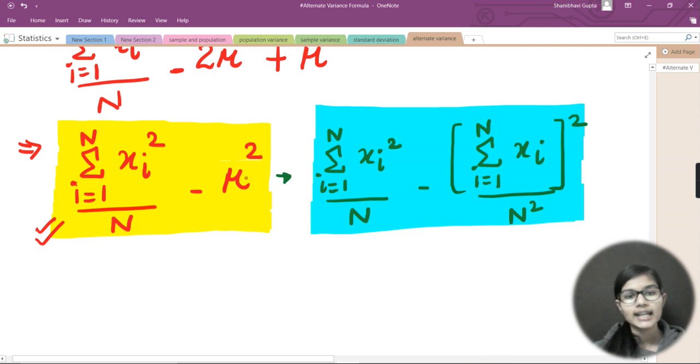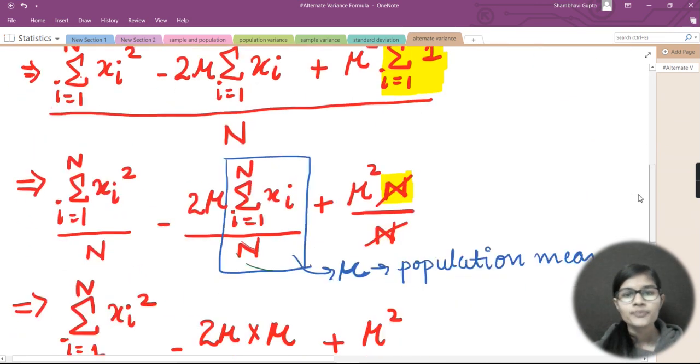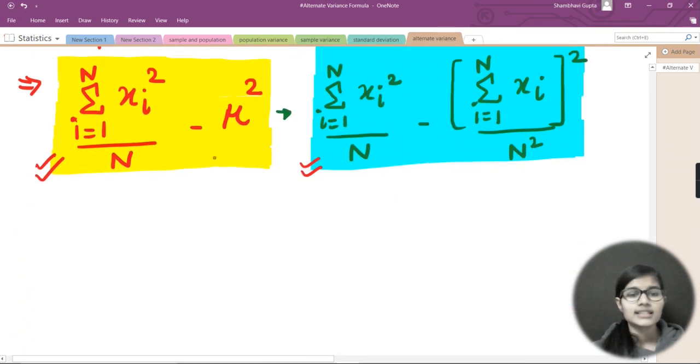After that I again simplified this. For the simplification, I simply put this mu value here and did the whole square. So I got this one more formula here. So now we have three formulas, okay? In some books you will see the first formula, in some books you will see the second, in some books you will see the third. So it doesn't matter. That's why I told you about all the formulas for this population variance.